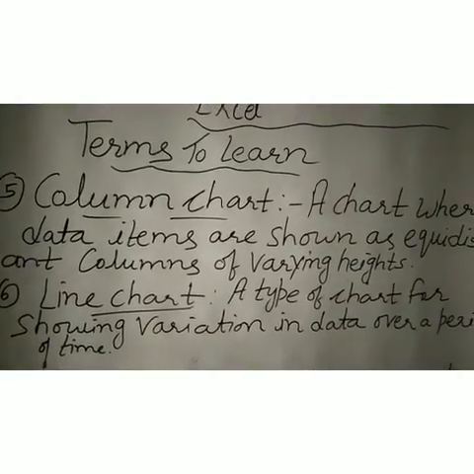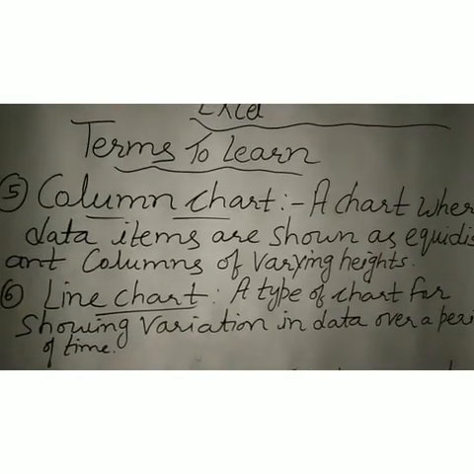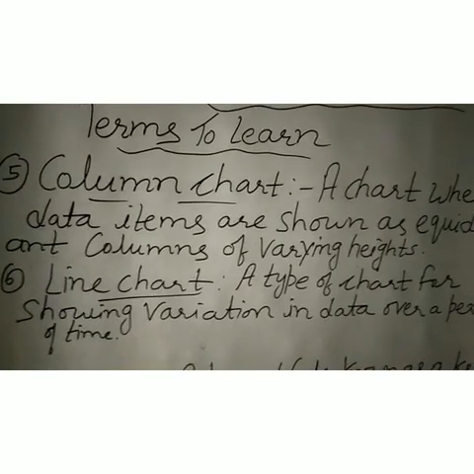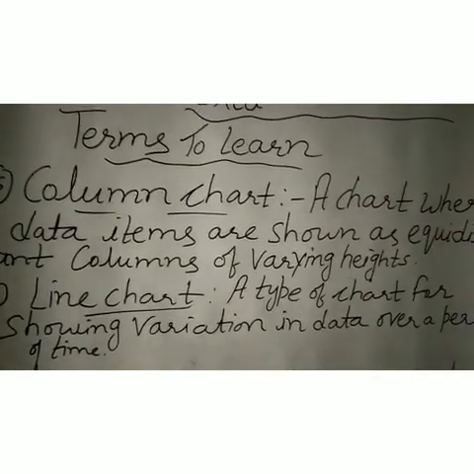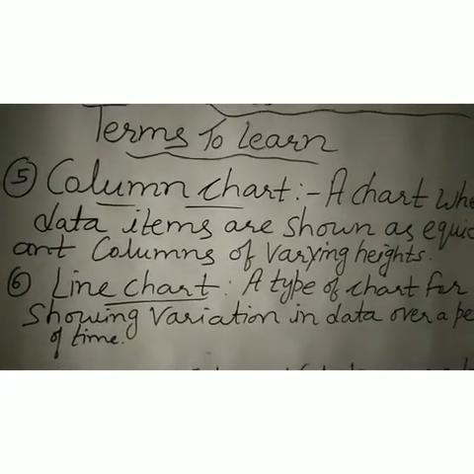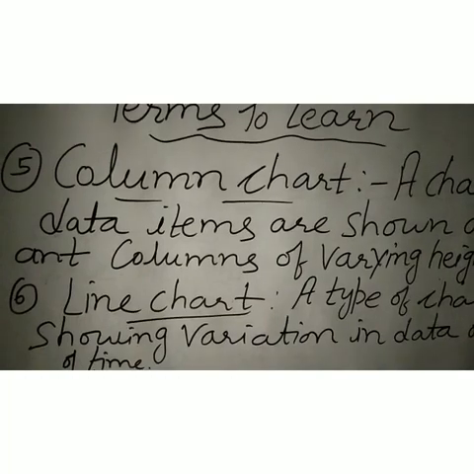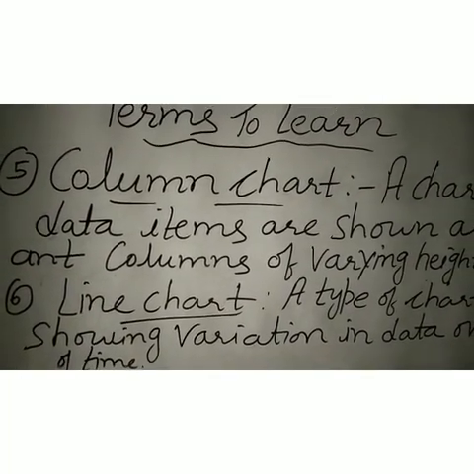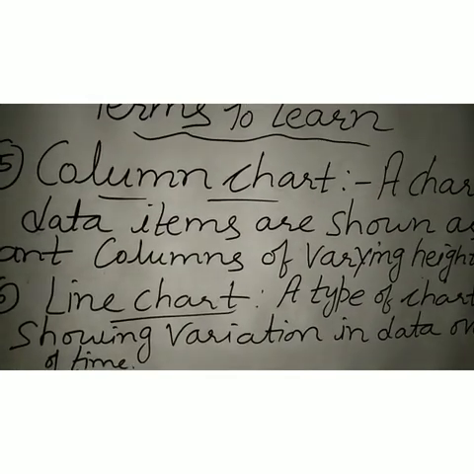Students, next is column chart. It means a chart where data items are shown as columns of varying heights. Next, line chart means a type of chart for showing variation in data over a period of time. Students, now next we will see in a practical way how to create a chart and use formatting in a chart, etc.